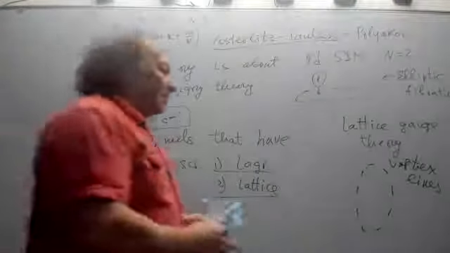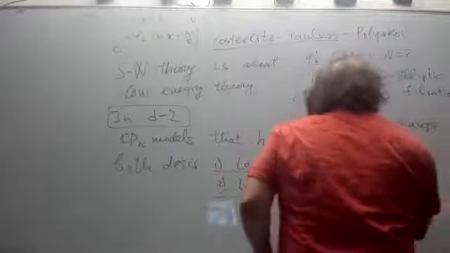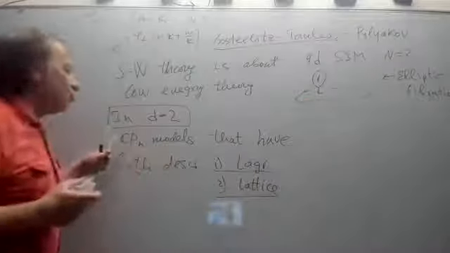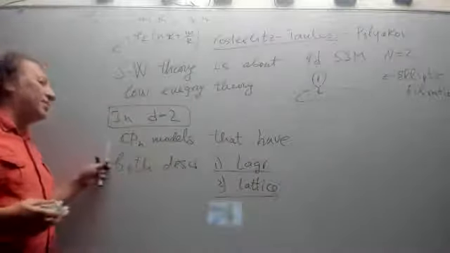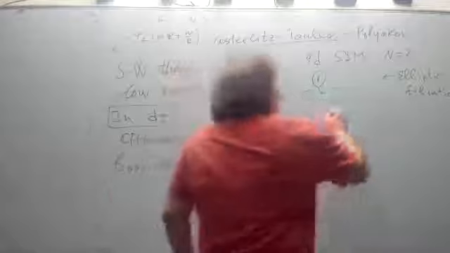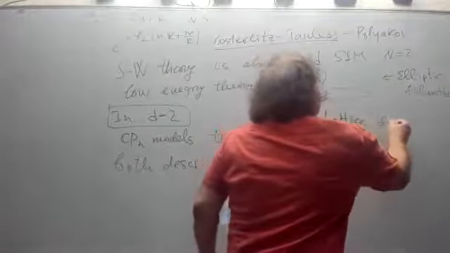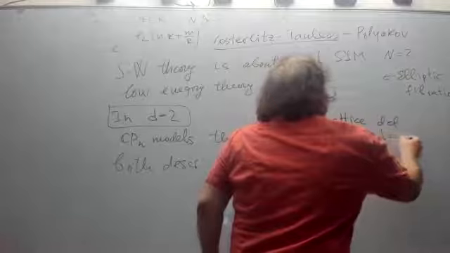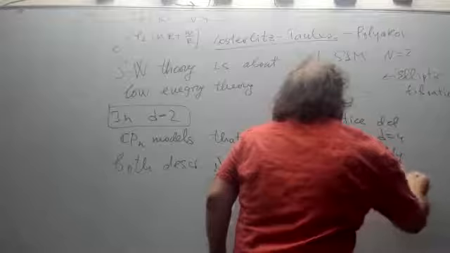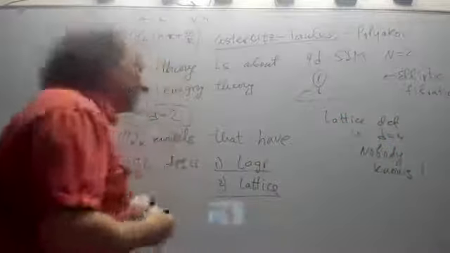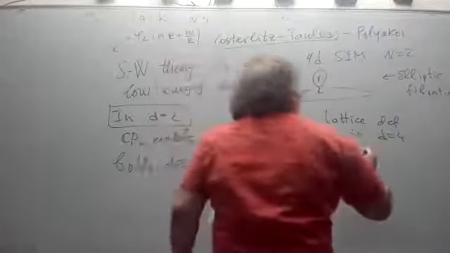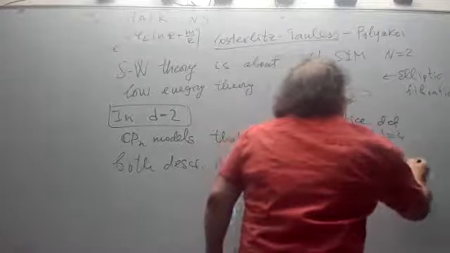Nothing like this is known in dimension 4. So for dimension 2, you can run a lattice model, you can run many things. But what is the proper lattice definition in D equals 4? Nobody knows. Maybe there is something, but at least I don't know. Sorry, when I say nobody knows, I mean I do not know.